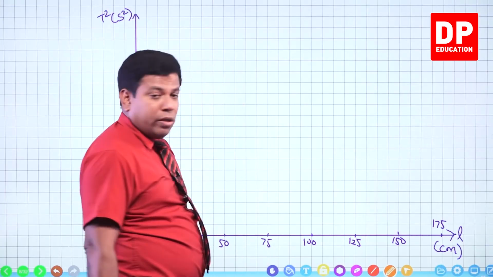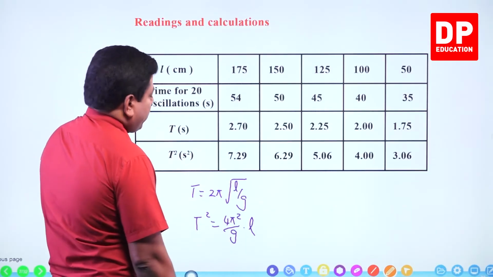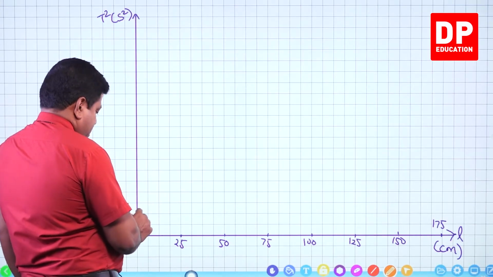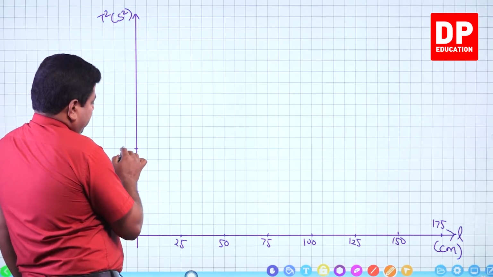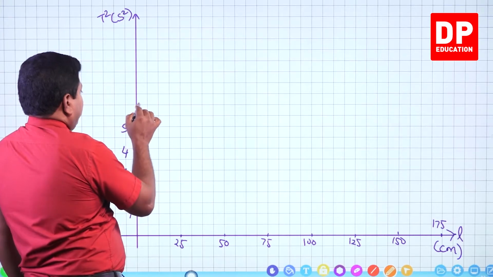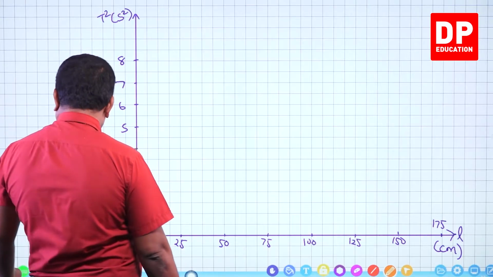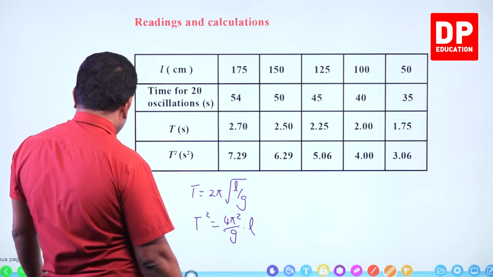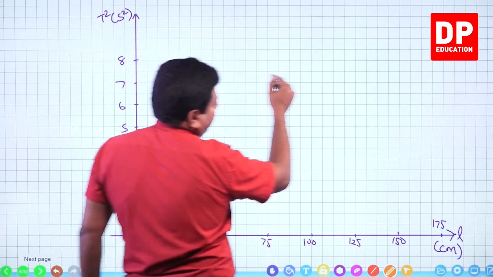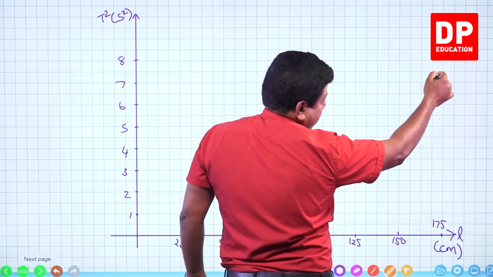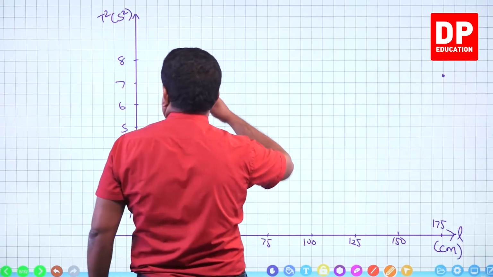And the y readings, y has to be T squared, which goes up to 7.29, so we mark 1, 2, 3, 4, 5, 6, 7, 8. First point is 175 and 7.29. 175 is here, 7.29 should be here, correct? Yes.